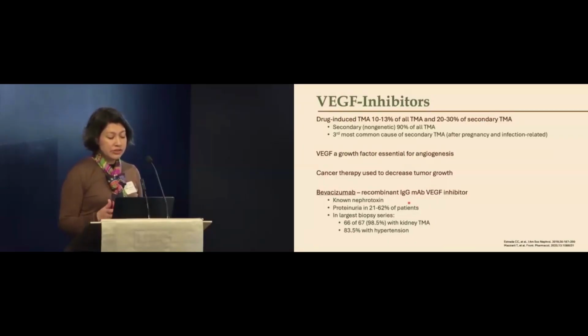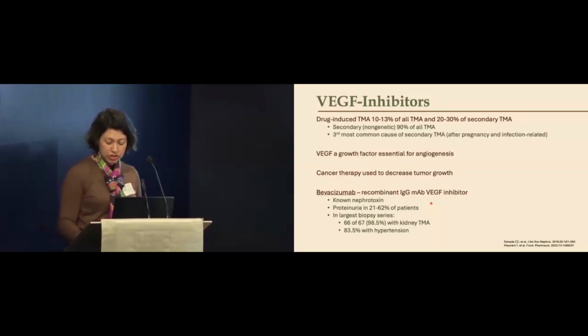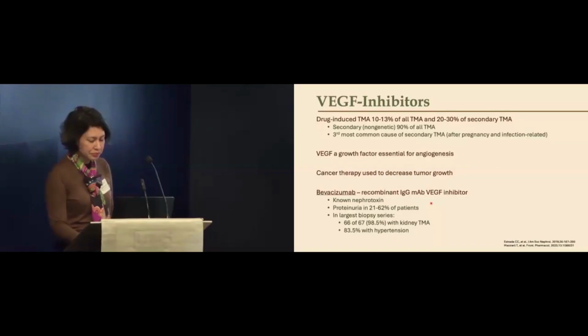In different studies, proteinuria has been reported in 21 to 62% of patients. And again, long-term proteinuria over a gram a day, and this patient had 3.8 a day, is known to have long-term detrimental effects for patients. In the largest biopsy series, although it's probably a bit biased because you can only diagnose TMA on biopsy, 66 of the 67 patients who were biopsied and taking bevacizumab did have a kidney TMA, as well as more than 80% with hypertension.